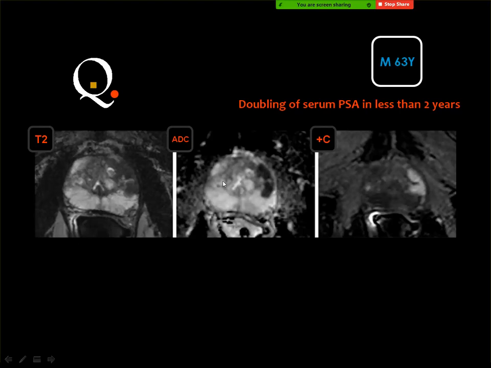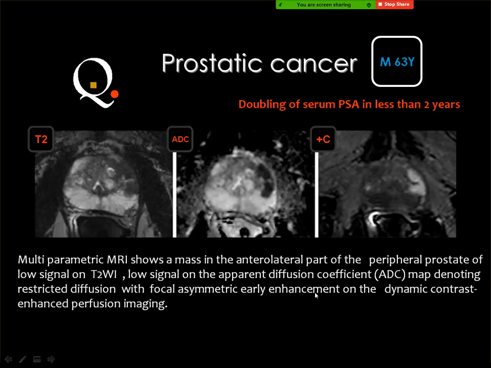This is the central zone, and this is the peripheral zone, which is of bright signal in the T2 weighted image. And the lesion is of black signal, and this is ADC, that is restricted diffusion and homogeneous post-contrast enhancement, diagnostic of. Prostate cancer. Yes, and these are the typical criteria of prostatic cancer.